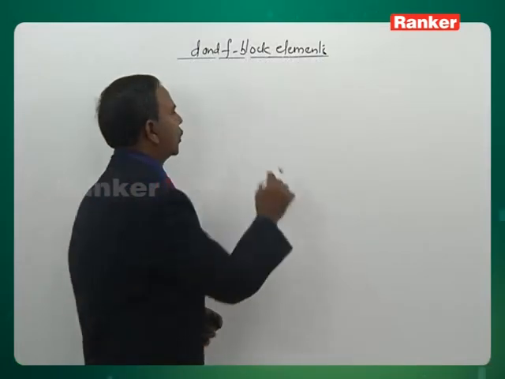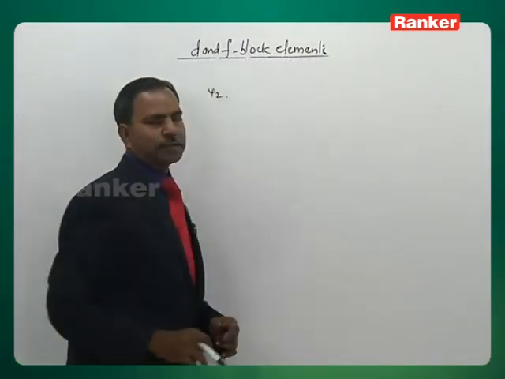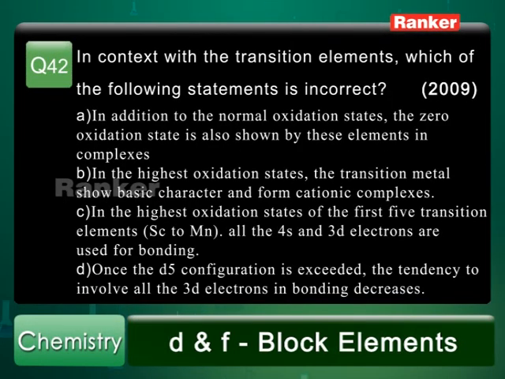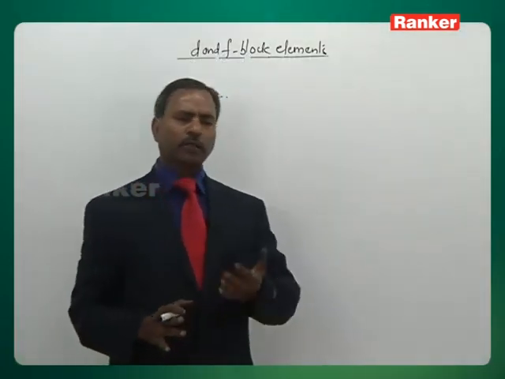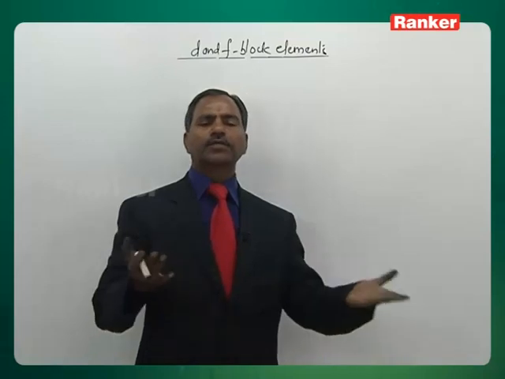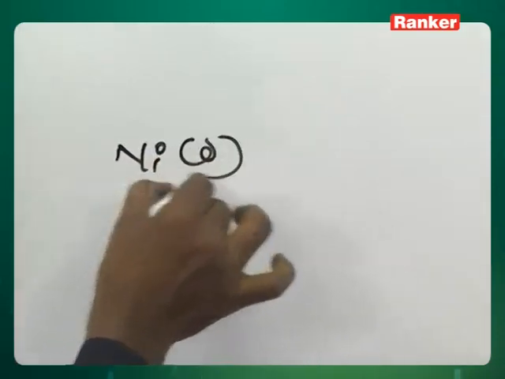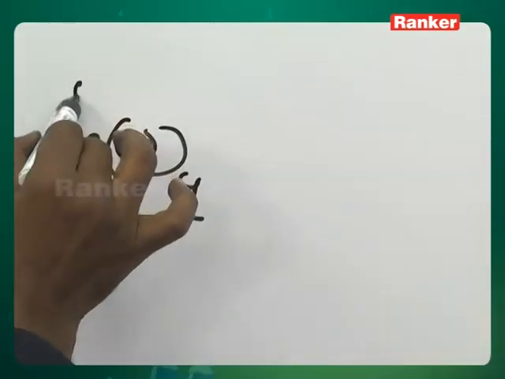Coming to next question, number 42. In context with the transition elements, which of the following statements is incorrect? Option A: in addition to normal oxidation states, the zero oxidation state is also shown by these elements in complexes. Yes, most d block elements exhibit different oxidation states and also the zero oxidation state. Take a simple example, nickel tetracarbonyl. Carbonyl is a well-known neutral ligand, so nickel here is 0.